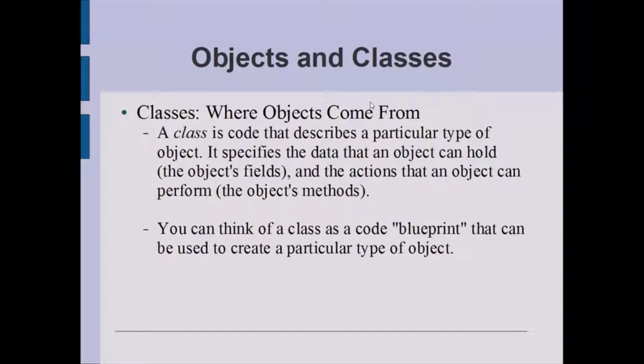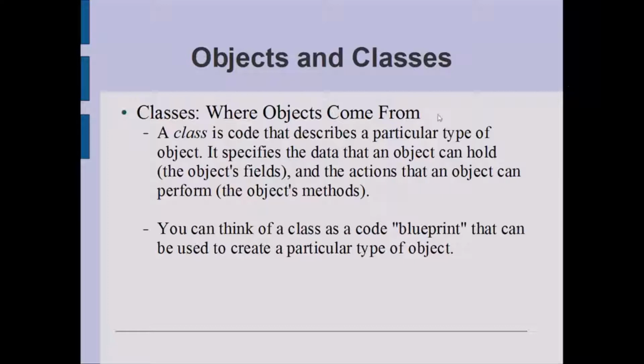Now, classes are where the objects come from. A class is code that describes a particular type of object. In Java, we start by creating classes, and in the classes we have fields to hold the data, and then we write methods to define the behavior of that object. You can think of a class as a blueprint that can be used to create a particular type of object. When we create an object based on that blueprint, it will have the same fields and behavior. Once we start writing the code, I think it will make more sense.